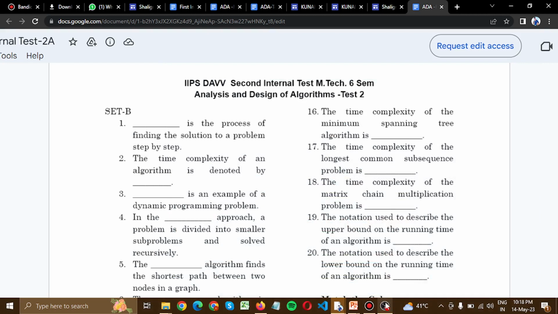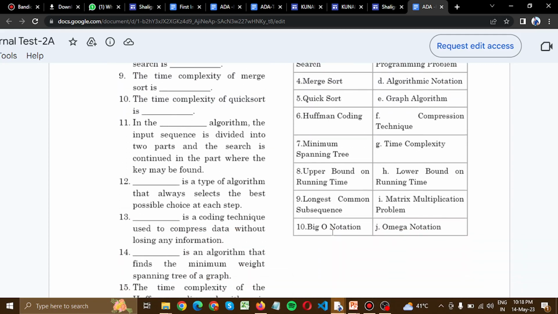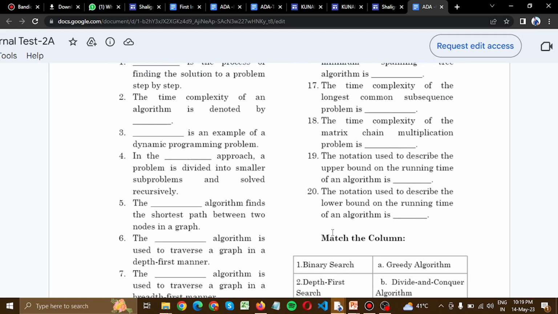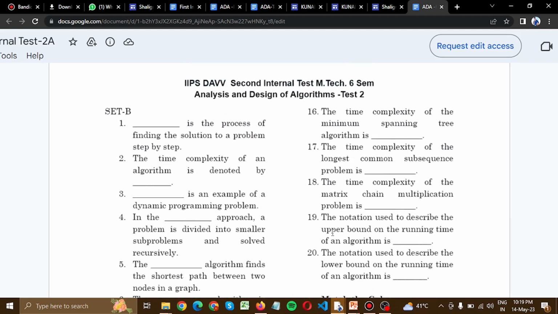In this video, we will solve the set B of the second internal test paper of Analysis and Design of Algorithms. In this set B, we have 20 fill in the blanks and some match the columns, and we will find the answers to those fill ups and match the columns. So first of all, we will see the fill in the blanks.